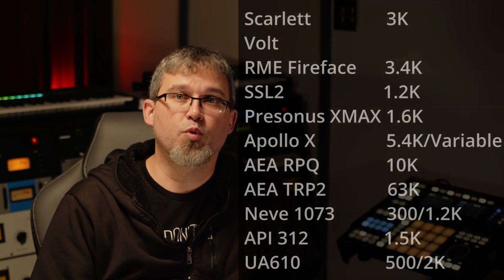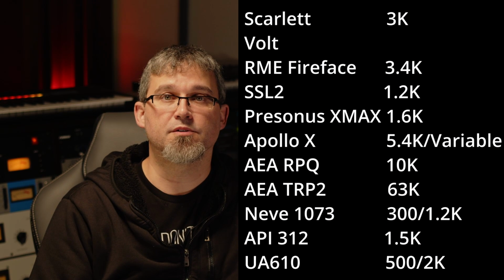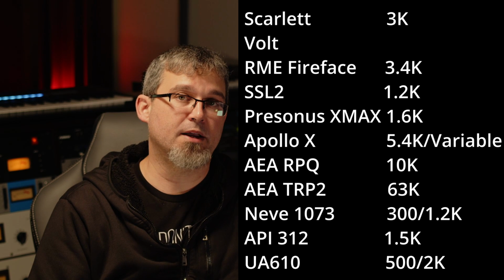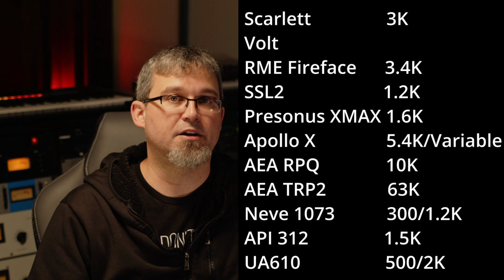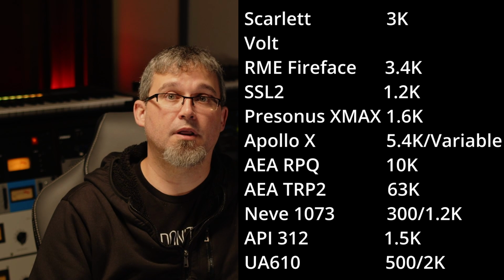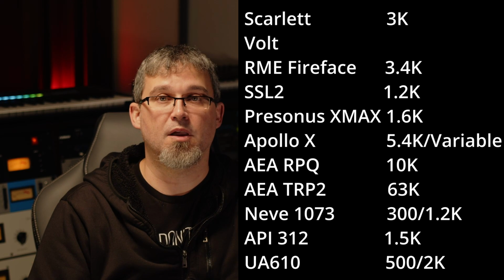Mic pre's and interfaces have similar information. Here's a quick chart of input impedances for some commonly found devices in pro and home studios. We reached out to UA to see what the range of the input impedance is on their Apollo X mic pre's, but their answer was a little dodgy. Essentially, there's a default of 5.4K at the mic input, and their Unison plugins can change that impedance to match the model of the pre that's being emulated. Which is really awesome and will certainly help with authenticity, right?